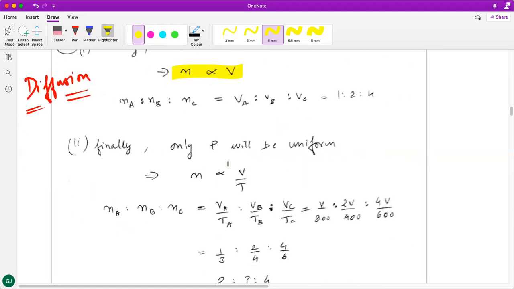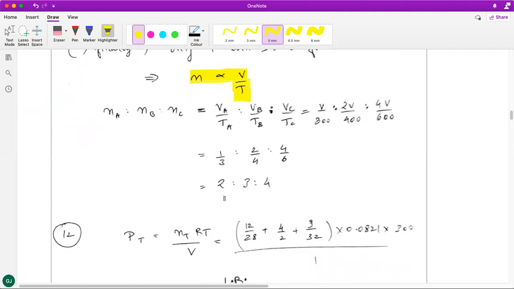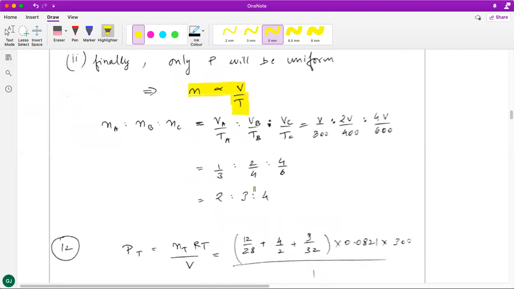Then in the second part, they have said that they are maintaining different temperatures of different vessels, right? So that means only pressure will be uniform throughout. The diffusion will happen until the pressure is uniform throughout. That means moles is going to be proportional to V upon T. This is a catch. So the ratio of moles is going to be the ratio of volume upon temperature in the three vessels. So आपको volume पता है in terms of the ratio, and temperature has also been given to you. So you substitute and you get the new ratio of the moles.